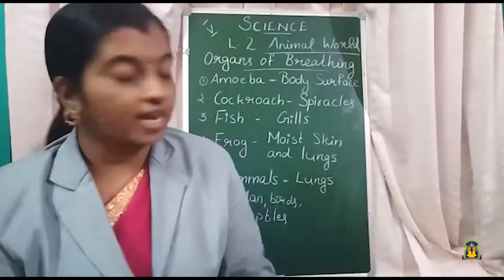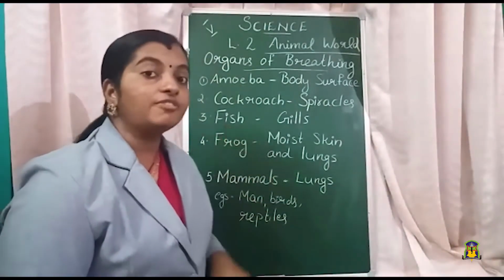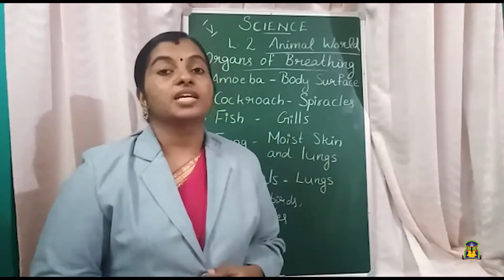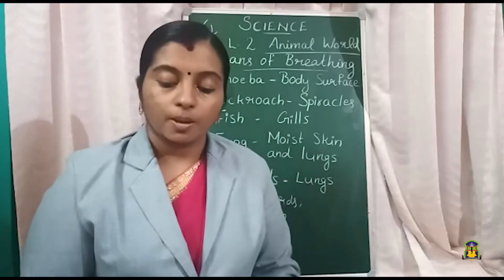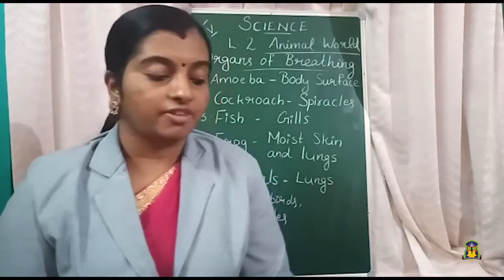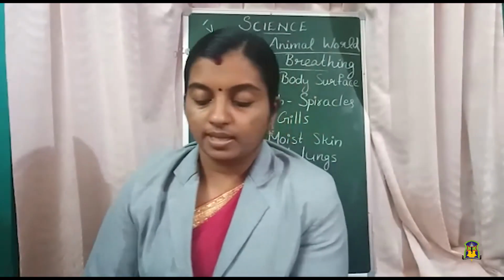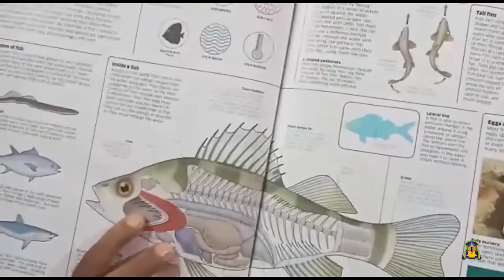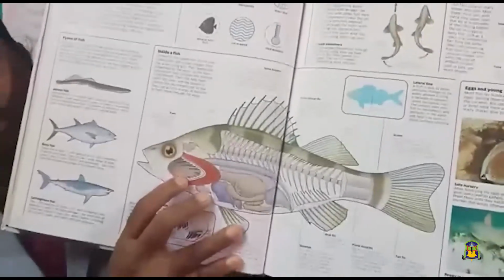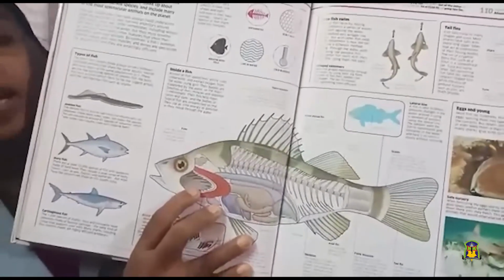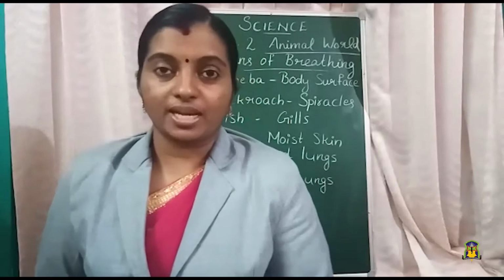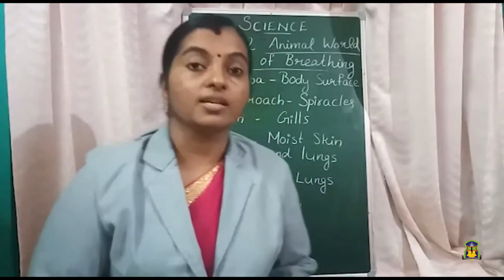Now, the second organism, that is a fish. We know that fish live in water, so they take in the oxygen that is dissolved in water for their breathing purpose. I will show you the figure of a fish. See, this is the fish, and in the case of fish, these are the gills, and the gills serve as the breathing organ. Can you see this? The exchange of gases takes place through the gills. So this is an example of an aquatic animal, and aquatic animals take the oxygen dissolved in water.